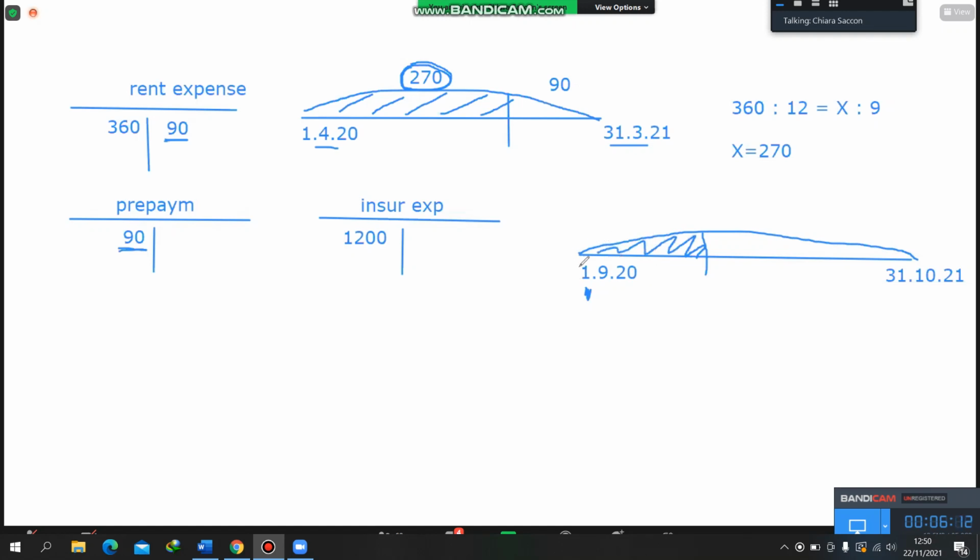And this is the part affecting the economic result of this period. So we need to write into the income statement of the period only that part. If it is 1,200, it means 100 per month. So there are September, October, November, December, 4 months. So it means that we would like to have 400 here. The remaining 800 is for the next period.